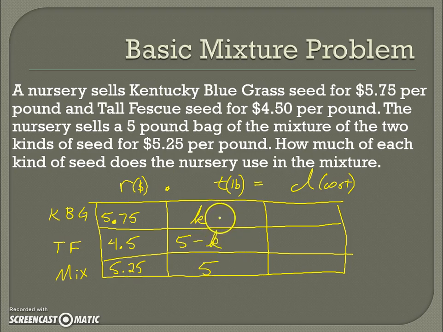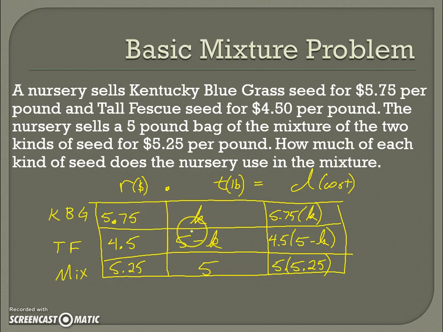All right, so from here, my distance is always going to be this times this times this times this. So I'm going to have 5.75 times K. That gives me the cost of the Kentucky bluegrass. The cost of the fescue that's included in there is going to be 4.50 times 5 minus K. And then the total mixture itself is going to be 5 times the price per pound. And right there I filled out my table. Okay, so this is a big part of this problem right here, is filling out this table.